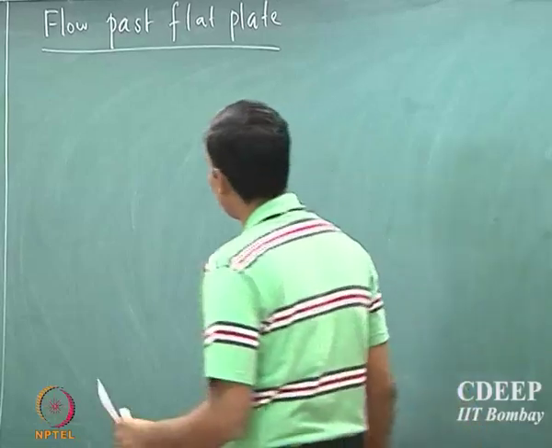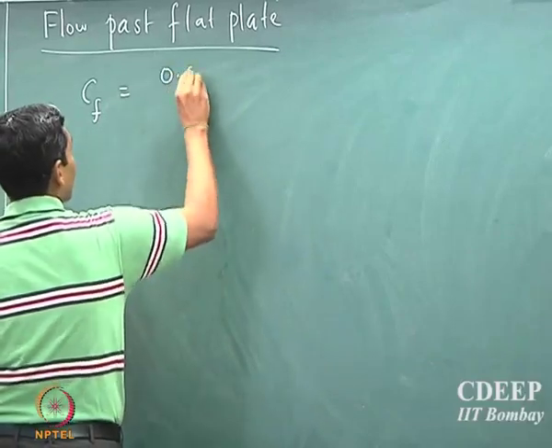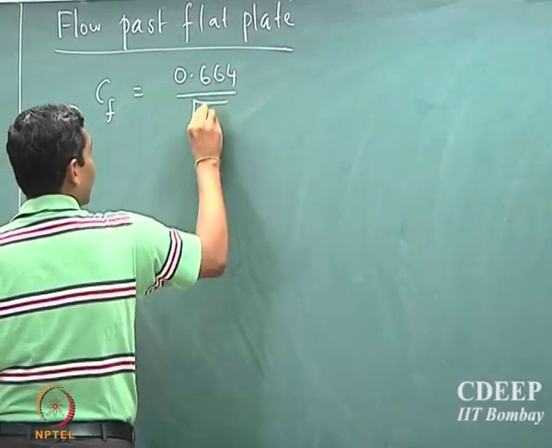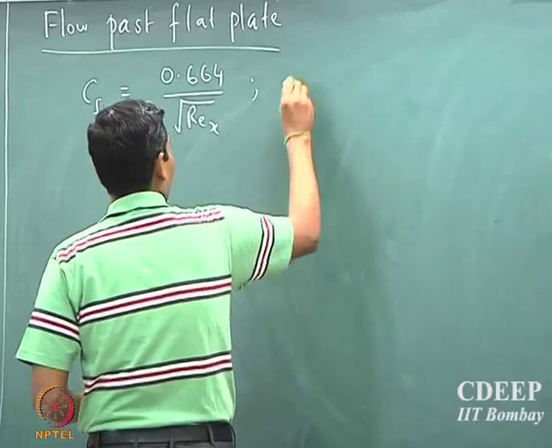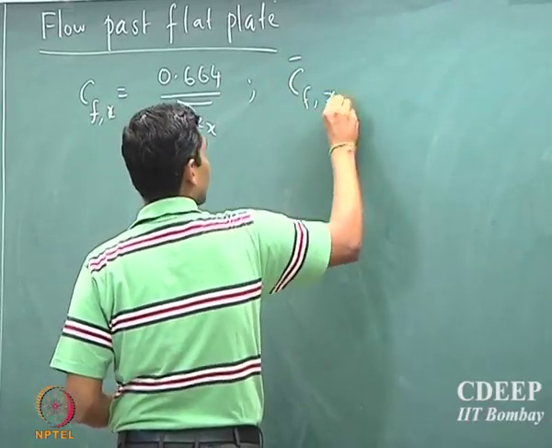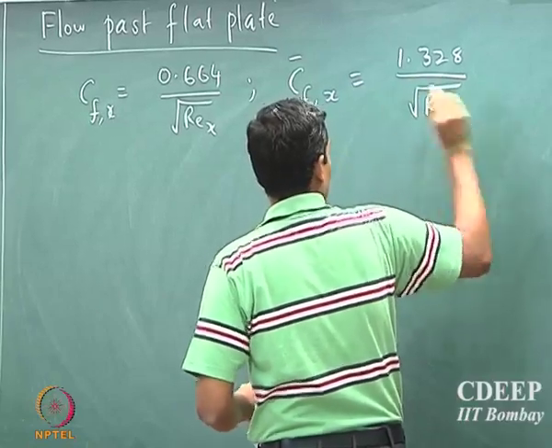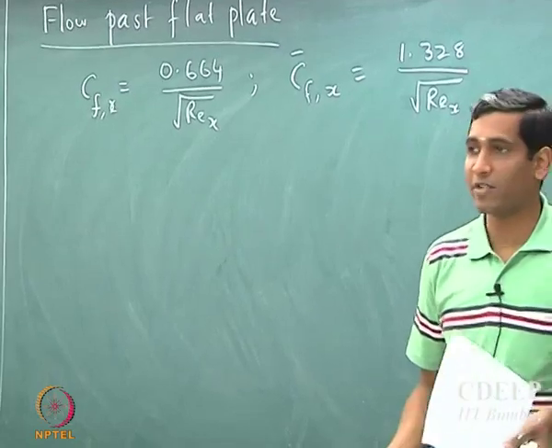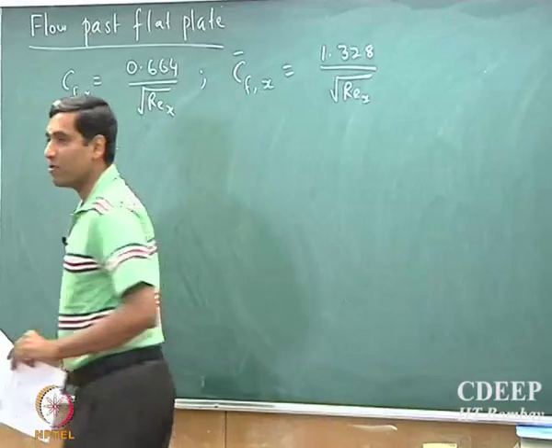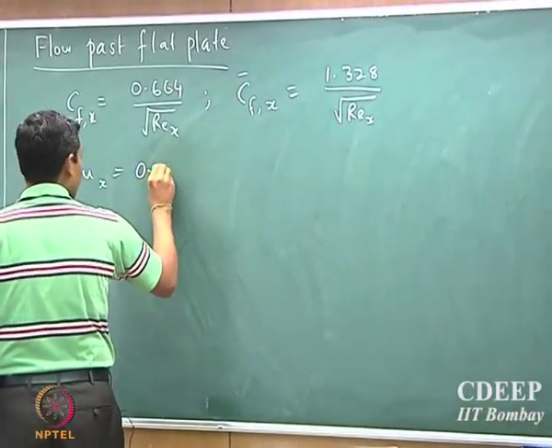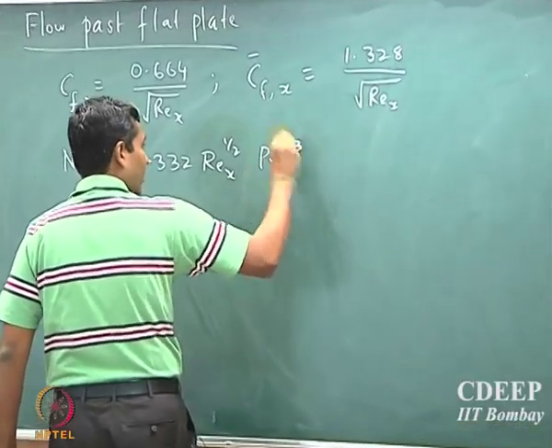Okay. So we showed that the friction coefficient is given by 0.664 divided by the square root of Reynolds number, local Reynolds number, and we also said that the average friction coefficient is given by the average friction coefficient till that location, and similarly we said that the local Nusselt number is given by 0.332 Reynolds number to the power of 1 by 2 and Prandtl to the power of 1 by 3.